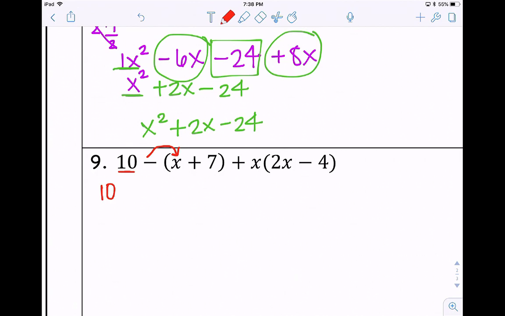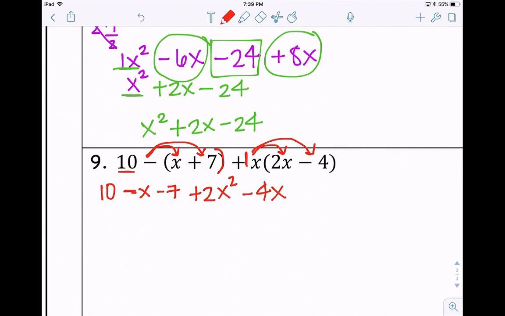So a negative distributed to an x becomes its opposite, which is going to be negative x. And a negative distributed to a positive 7 makes that become its opposite. So the opposite of 7 is just negative 7. And then we stop distributing because our parentheses ends, and then we immediately pick up distributing an x. So x times 2x, that's like 1 times 2 is just plus 2, but then x times x is x squared. And then 1x times negative 4, so 1 times negative 4 is negative 4, and we keep that x with it.